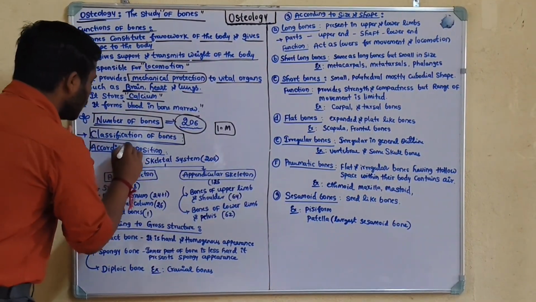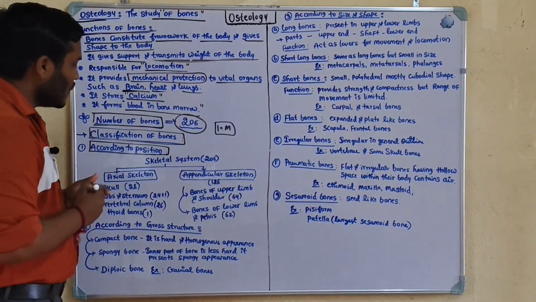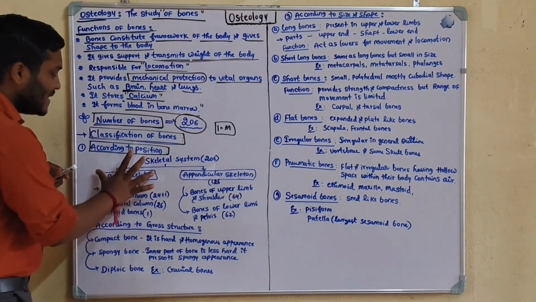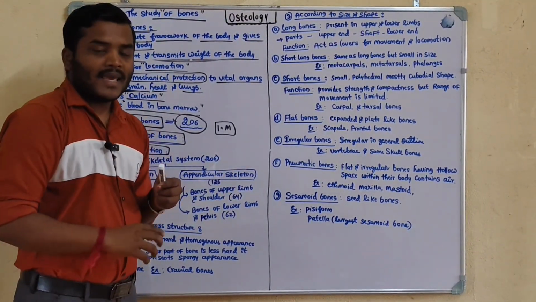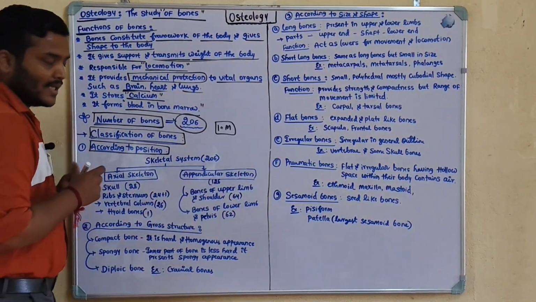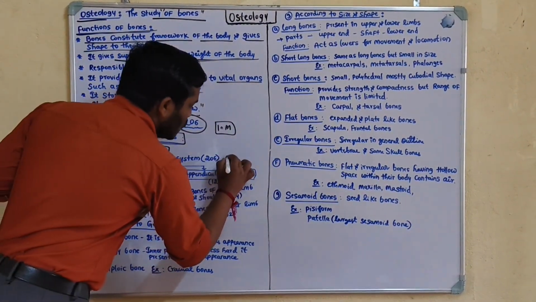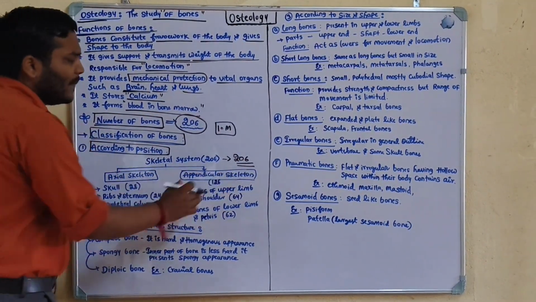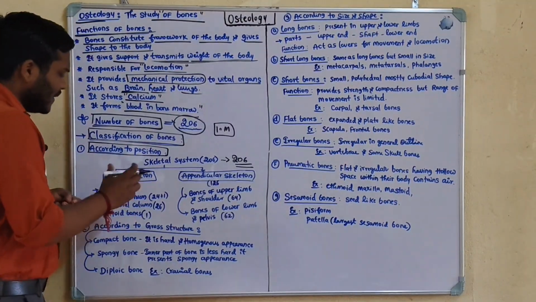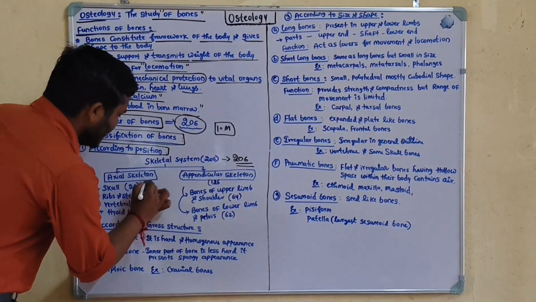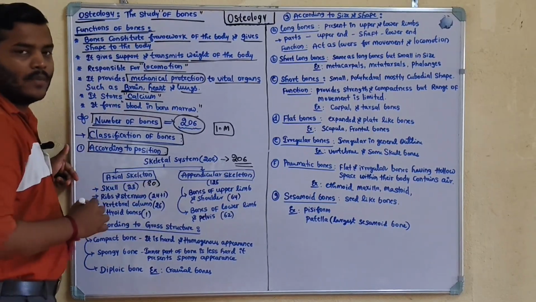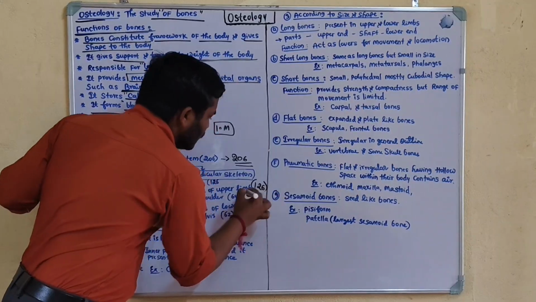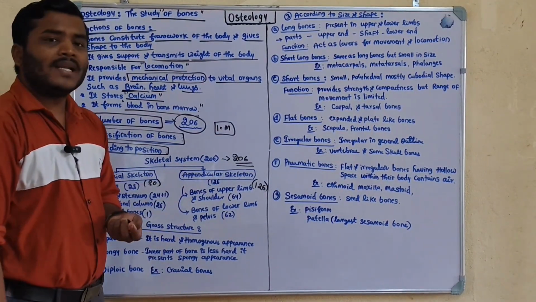According to position wise classification of bones, we divide the skeletal system into two types. How many types? Two types: axial skeleton and appendicular skeleton. Total how many bones? 206 bones. We divide that into axial skeleton and appendicular skeleton. Among that, axial skeleton has 80 bones. How many bones? 80 bones. And 126 are appendicular skeleton.